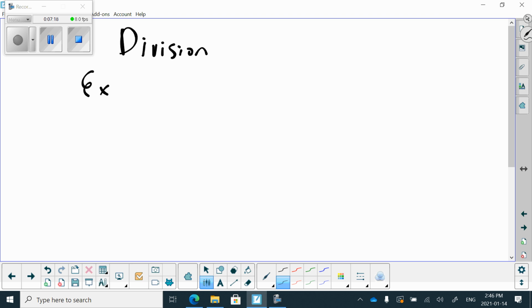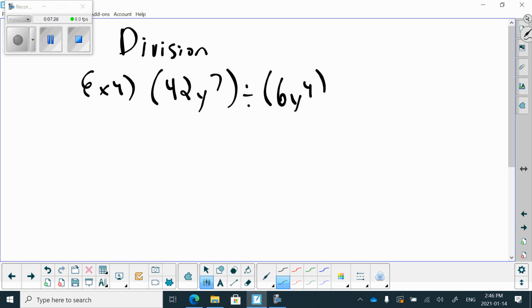Example 4. So it might be written like this. Again, this just feels like a big review of exponent rules, to be honest. If we have 42y to the 7th divided by 6y to the 4th, what do you do with that? 42 divided by 6.